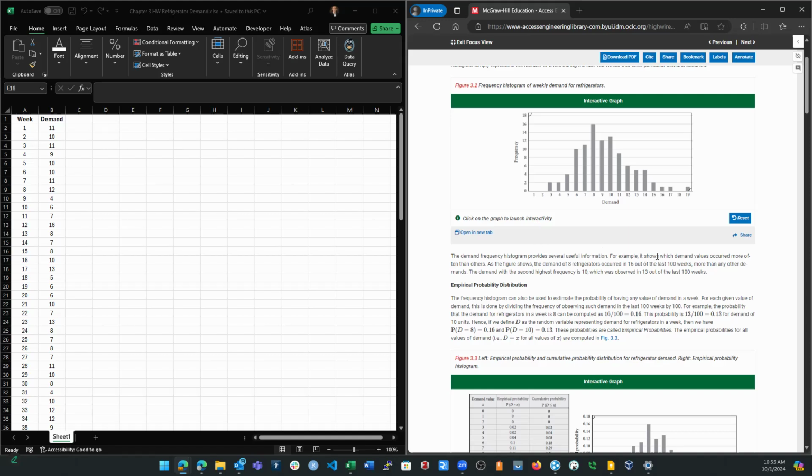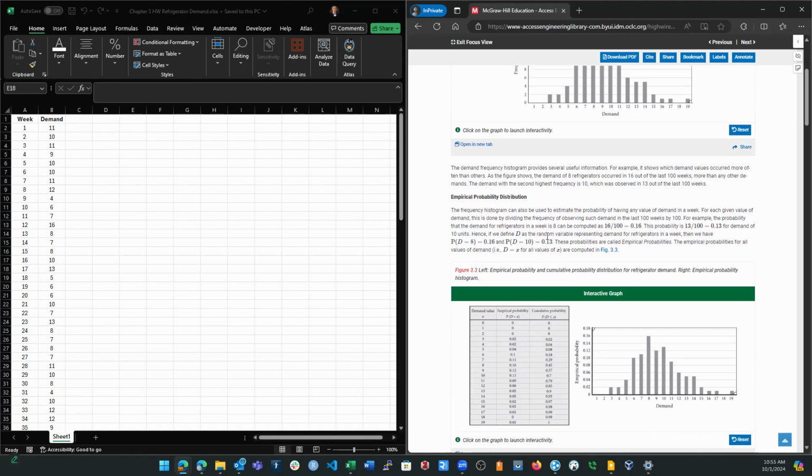It shows which demand occurred more often than others. 8 occurred 16 out of the last 100 weeks. 10 happened 13 times over the last 100 weeks. And this is how we can develop some probability for these demands. So what we can do is develop an empirical probability using our demand value and the frequency of those demands.